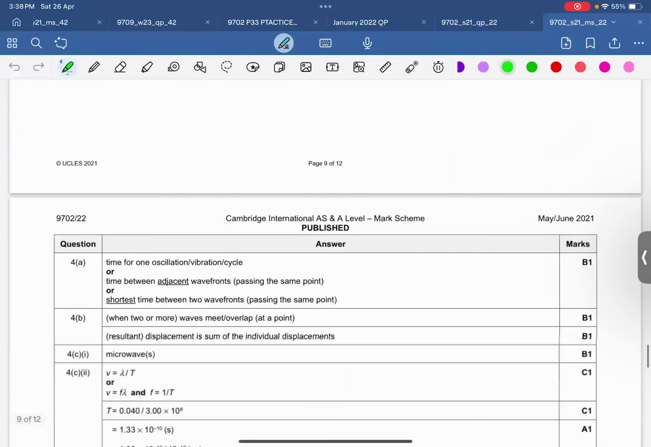Definition: time for one oscillation, one vibration, one cycle. Time between the adjacent wavefronts to pass. The shortest time between the two wavefronts. Okay. Yusuf, is that clear? Yes, clear. Okay. आ जाओ भाई.